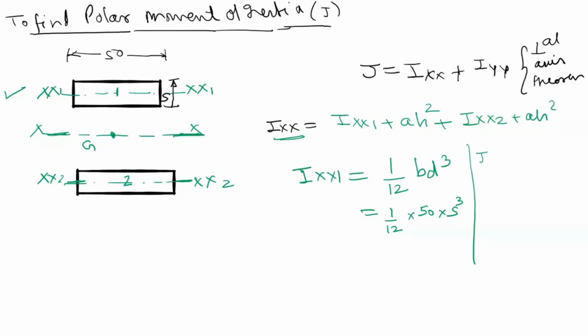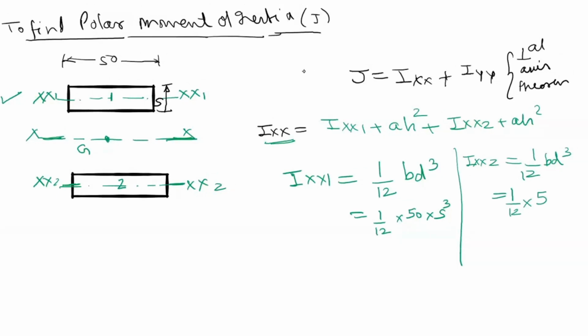Similarly, what will be Ixx2? This will also be equal to 1/12 BD cube or DB cube, whatever you write. Again, this dimension is 50 and this dimension is S. So simply I can find the moment of inertia of the first weld and multiply it by 2 because it is similar. Now what is left to find? Ah square. Ah square. A क्या है? A is the area.